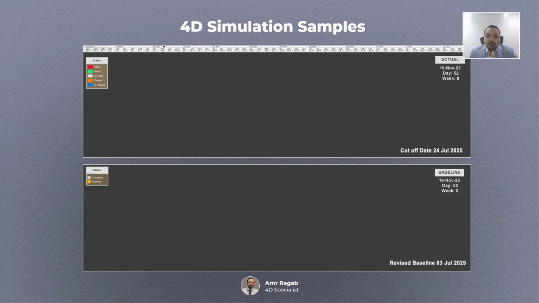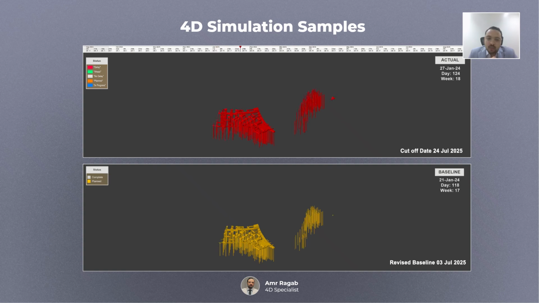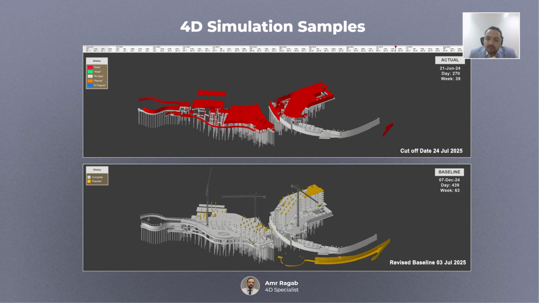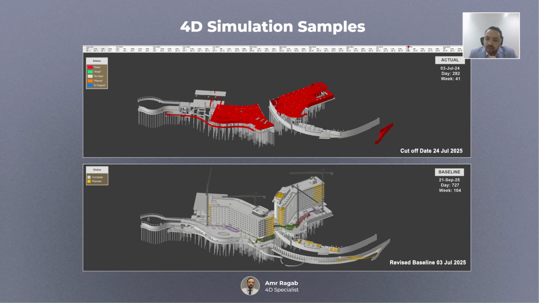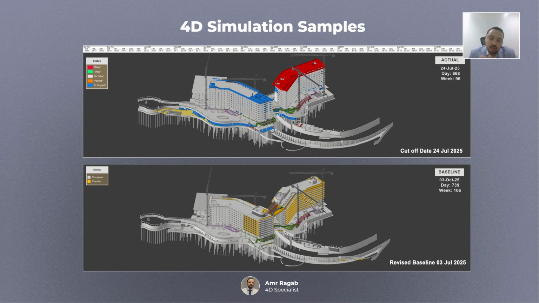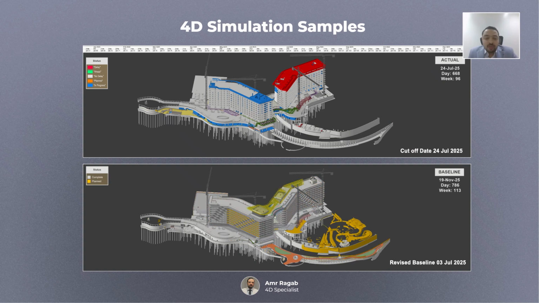Also, we have another example here. You can also identify any delays on the site. At the same time, you can highlight the delayed one and the ahead one, and also compare it to the baseline. You can do anything. All these reports must fit the requirements of your client, or be according to the BIM execution plan.